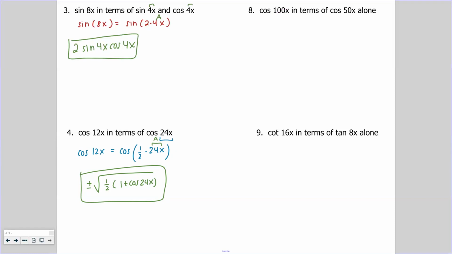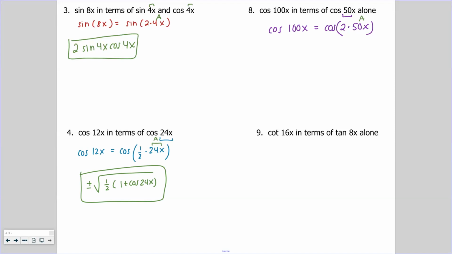All right, last two, cosine 100x in terms of cosine 50x. So I want the cosine of 100x to be rewritten in terms of the angle 50x. So I'm going to argue that the cosine of 100x can be re-expressed as the cosine of 2 times 50x. That's where I'm getting my final angle 50x.